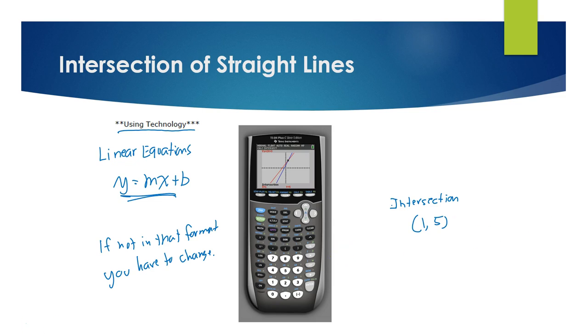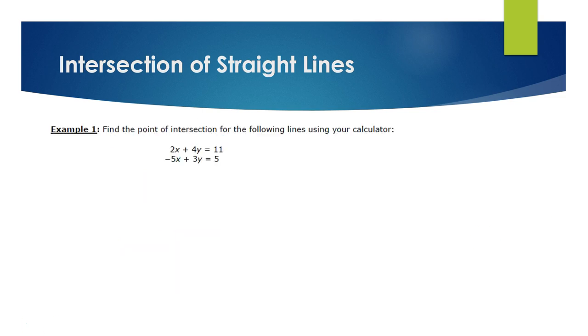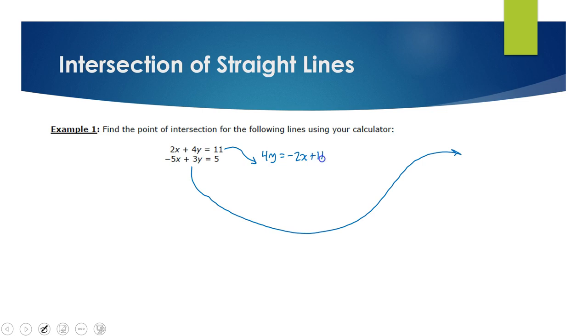So if I look at example 1, as you see there, it says you want to use your calculator, but the main issue is it's not in a format for me to use the calculator yet. So I'm going to have to put it into that format. For the first one, I would subtract 2x from both sides, and then divide by 4. So I'm going to have -2 divided by 4, which is -1/2 x plus 11/4.